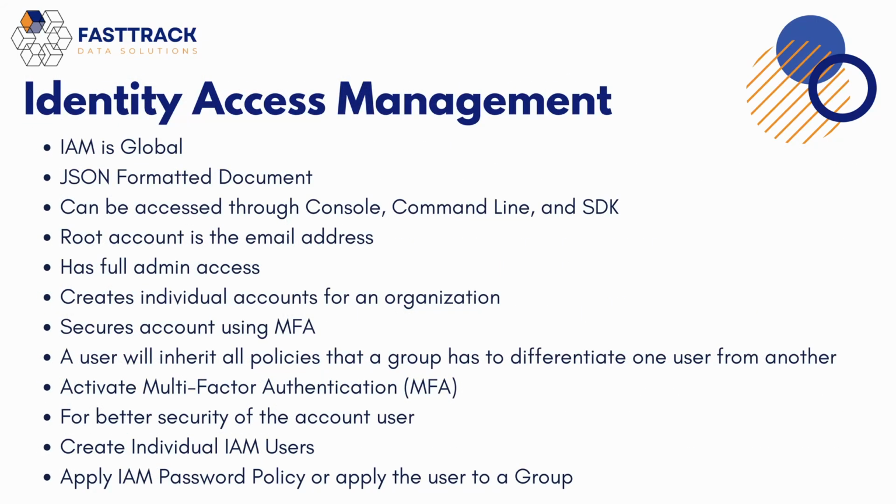IAM is global, works across all AWS. Policies use JSON, which defines permissions in a structured way. Access methods: through console, CLI, or SDK. Root account is email-based and has full admin access. Security: activate MFA and apply password policies. Users and groups: users inherit permissions from groups for easier management. Best practice: create individual IAM users, use MFA and assign to groups.